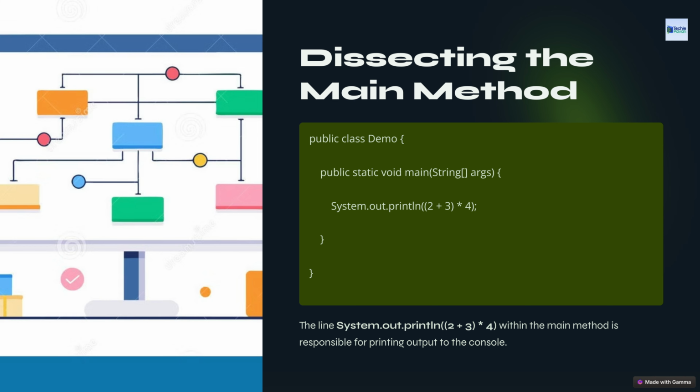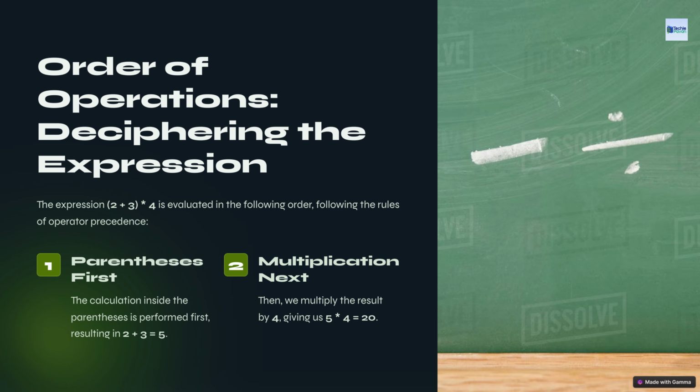Inside the main method, we find System.out.println((2 + 3) * 4). This line is responsible for printing output to the console. Now, let's break down the expression (2 + 3) * 4 step by step.